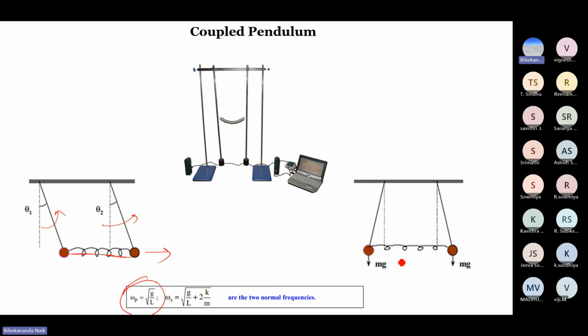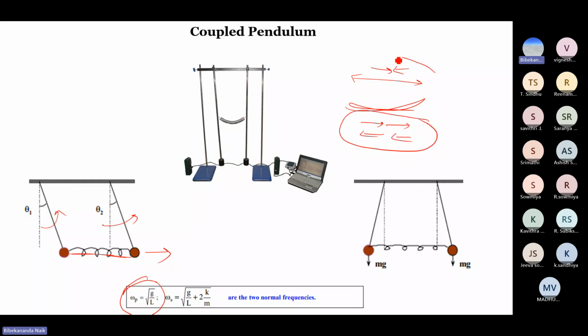But in case of another mode, with the spring, one oscillation will be like this and another oscillation will be in this direction. They will be compressing. So these are two sets of oscillation. One set of oscillation is this, another set of oscillation is this. Since it has two different types of oscillations, there are two different frequencies of oscillation.